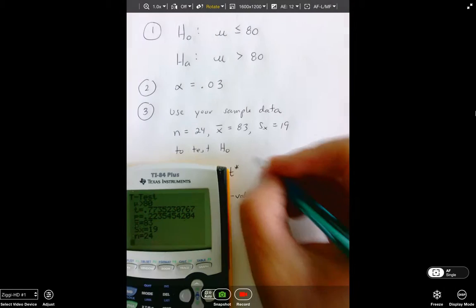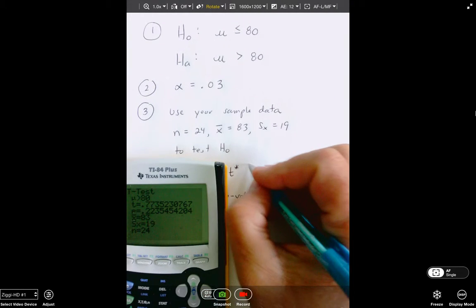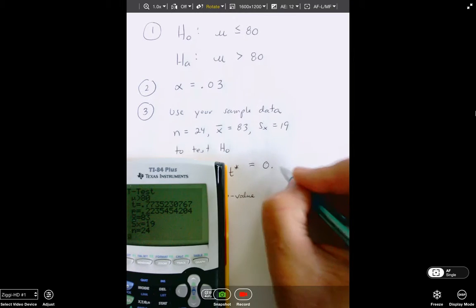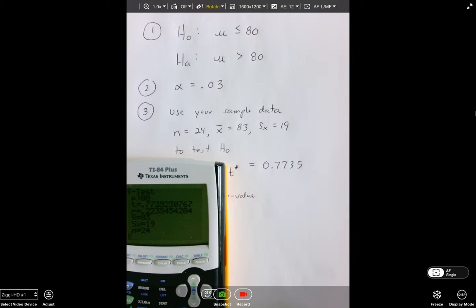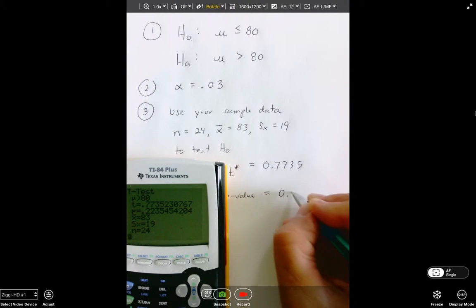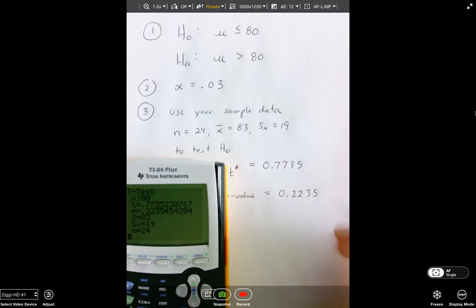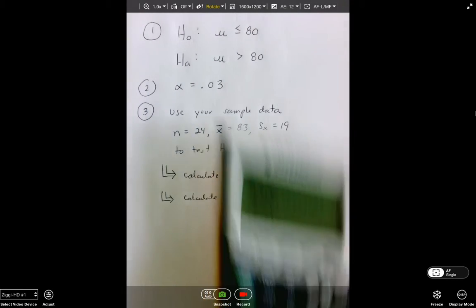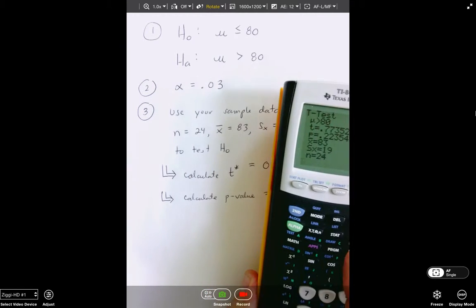My test statistic is 0.7735. My p-value is 0.2235.